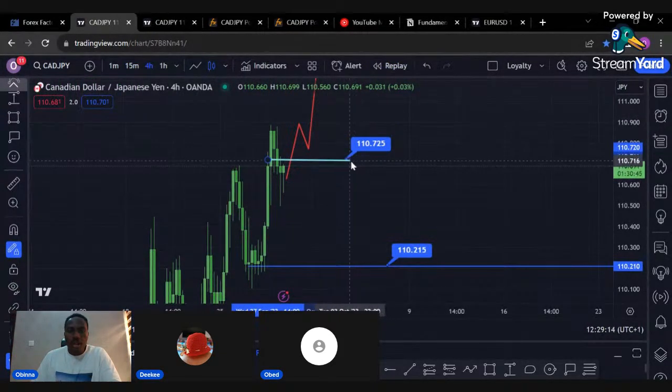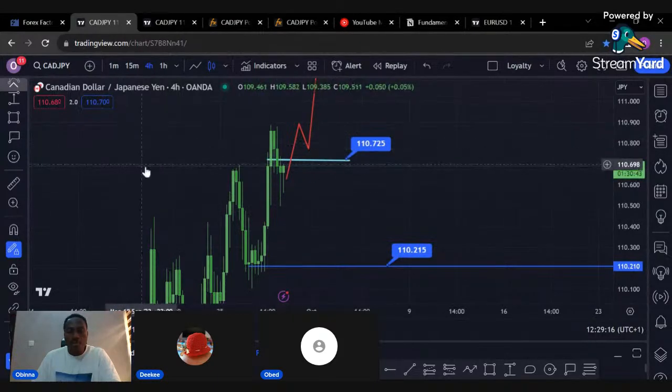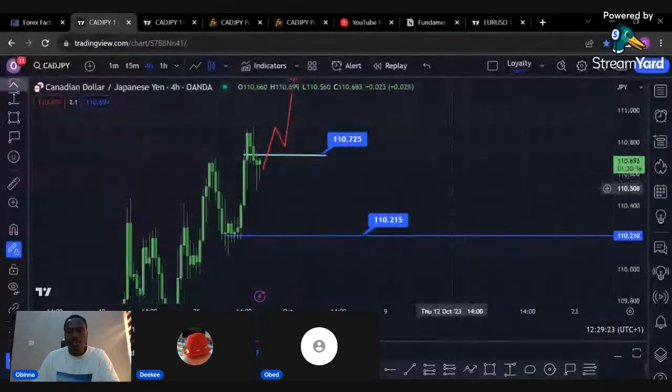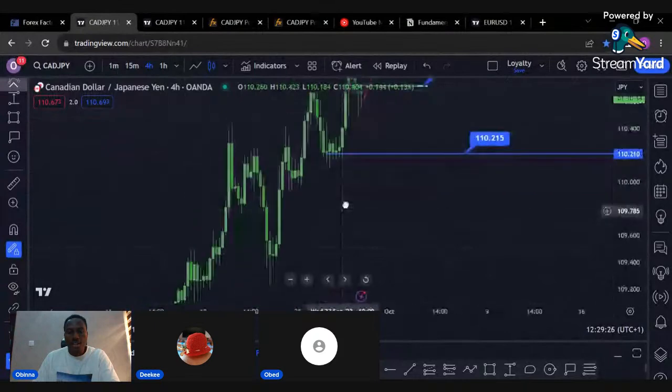Then if you're using the higher time frame, if you're using the 4 hours for trading, I think I was clear with my idea on the 4 hours. The 4 hours is an uptrend. As you can see here, it's just clearly going up.